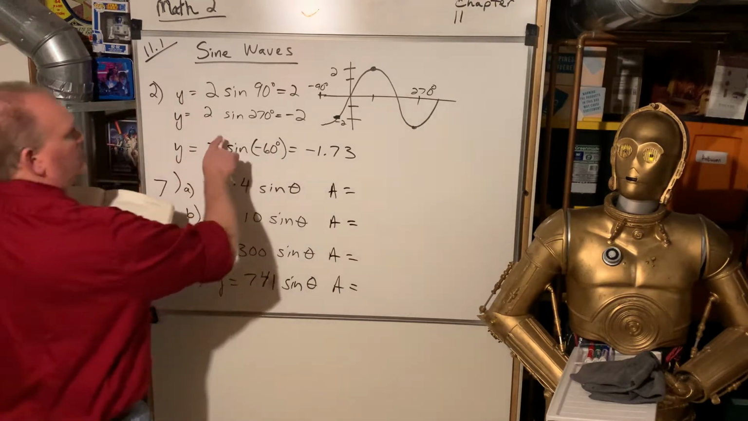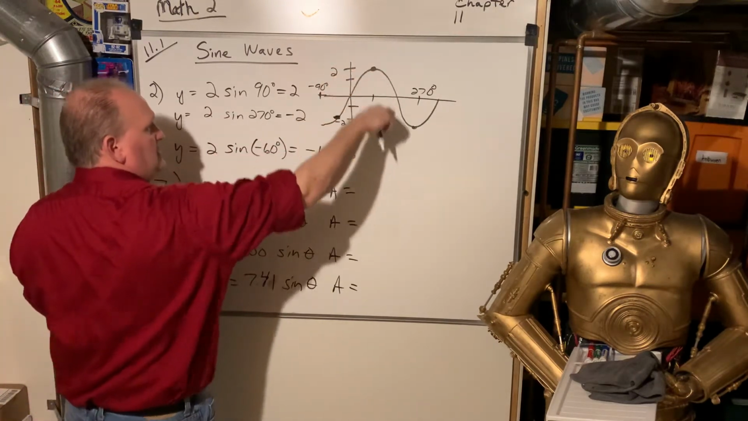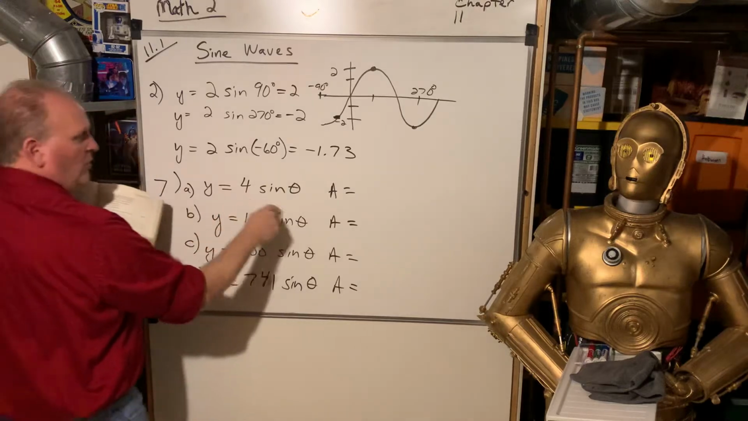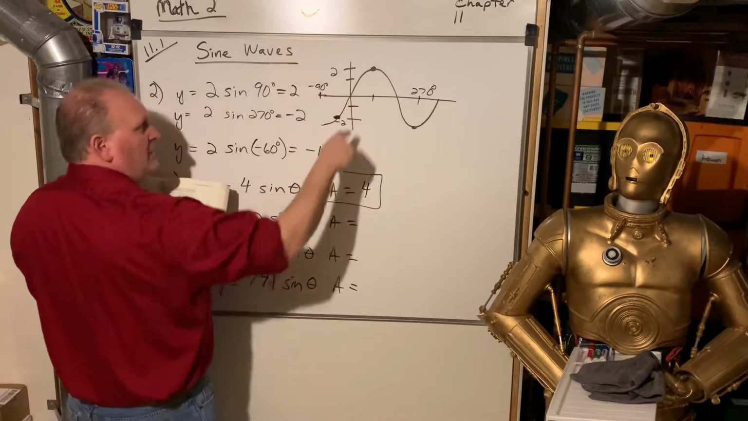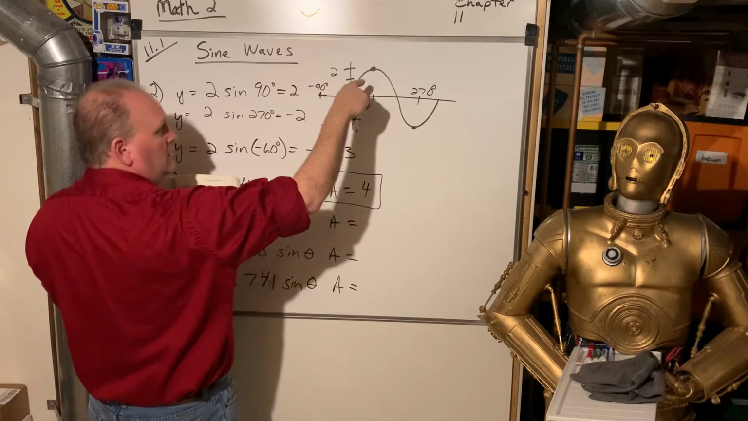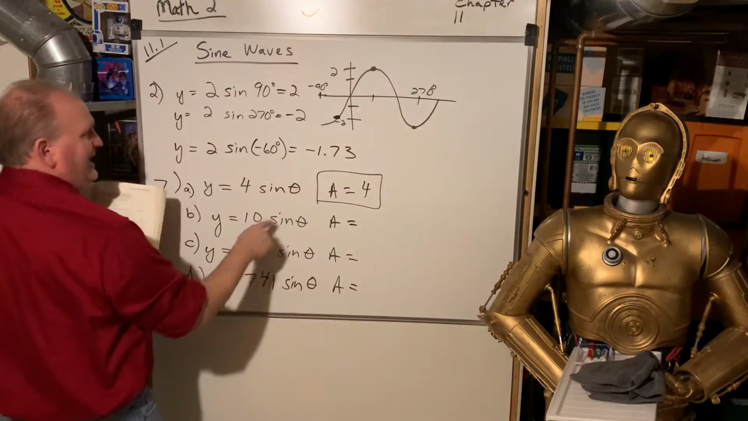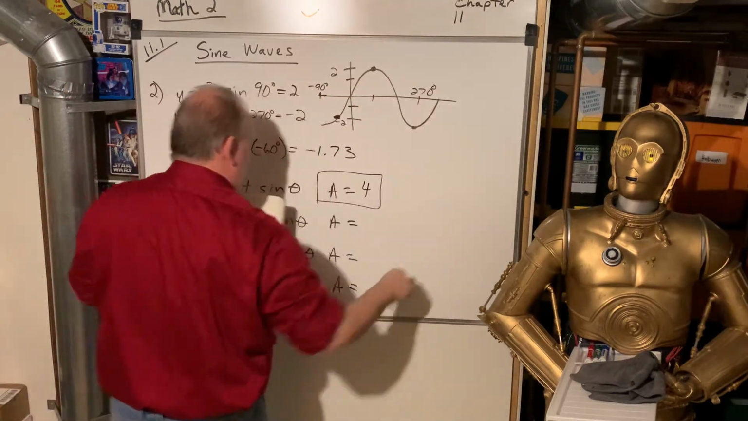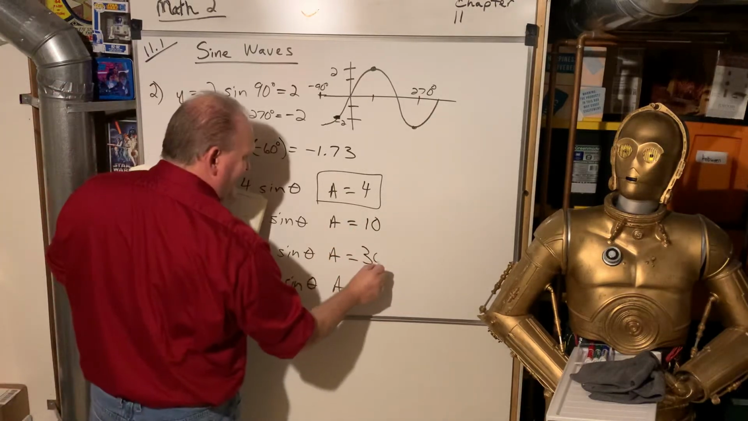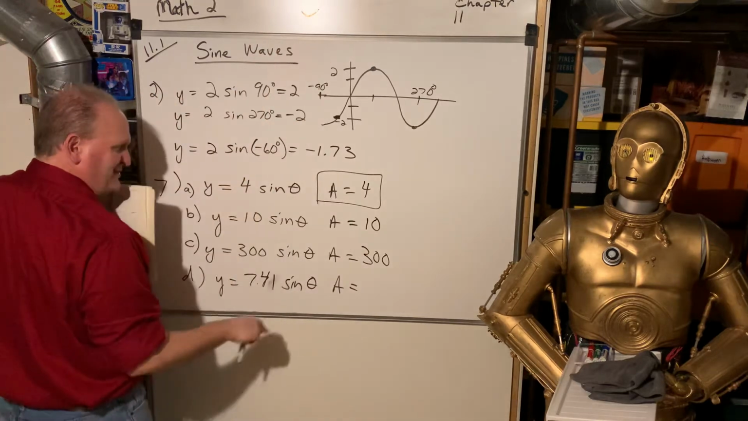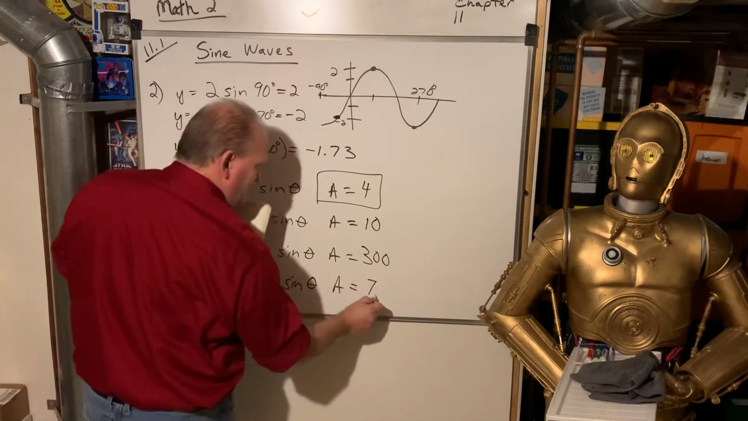So just like here, where there was a 2 in front of it, it took the amplitude up to 2 and down to -2. If there's a 4, the amplitude would be 4. So if this were the picture for this problem, this would not be a 2, this would be a 4, and that would be a 4. It would go all the way up to 4 and all the way down to -4. With 10, it would go all the way up to 10, all the way down to -10. So the amplitude is 10. 300, that would be into the rafters and down to the floor. And 7.41, it would just be 7.41.